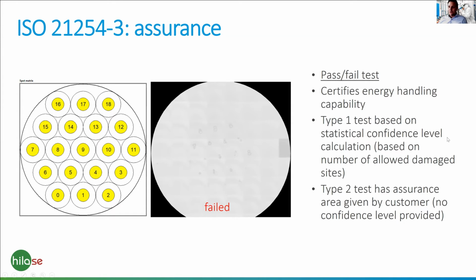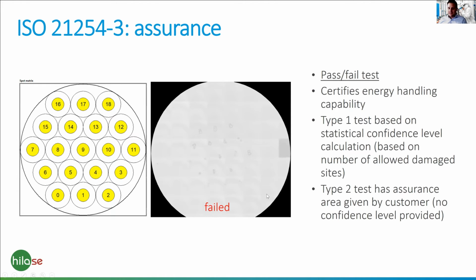The first type is based on statistical confidence level calculation, where the provider of the sample specifies what probability of damage he expects, and then the overall surface is tested at the respective fluence, and it is counted how many damage states are initiated, and calculated whether this probability fulfills the requirements.